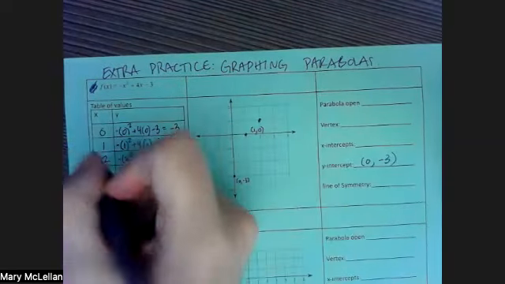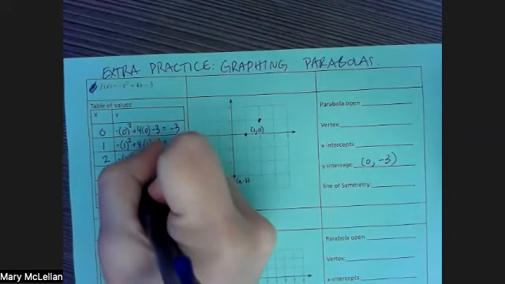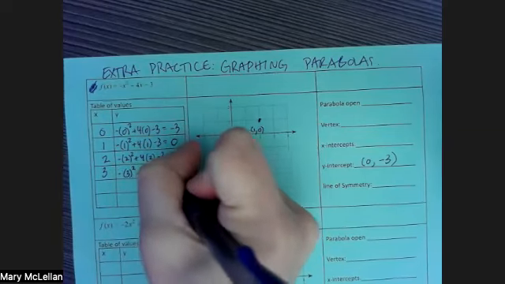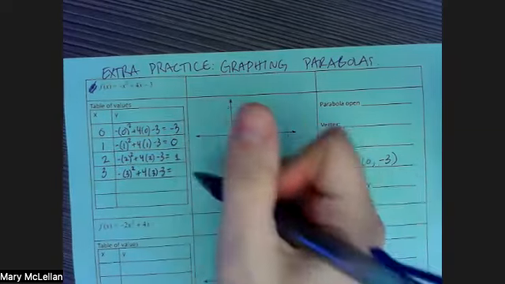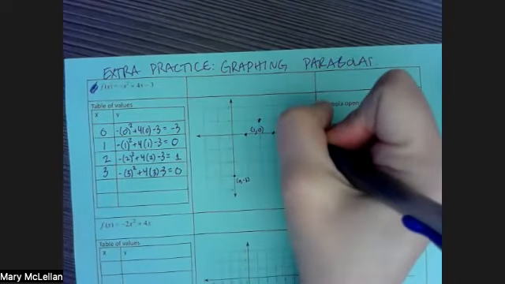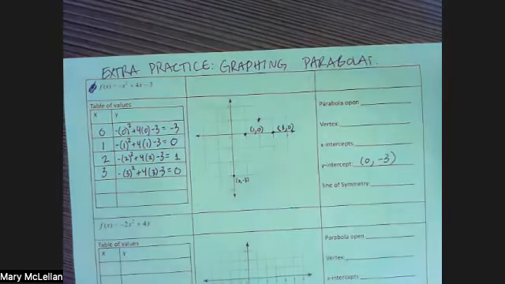Next, 3. I plug 3 in. Plus 4 times 3 minus 3. I throw that in my calculator and I get 0. That's an x-intercept, so I label it 3, 0.